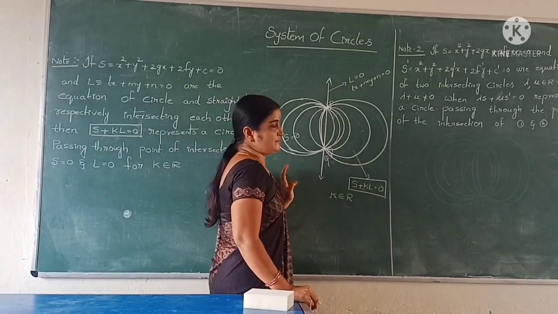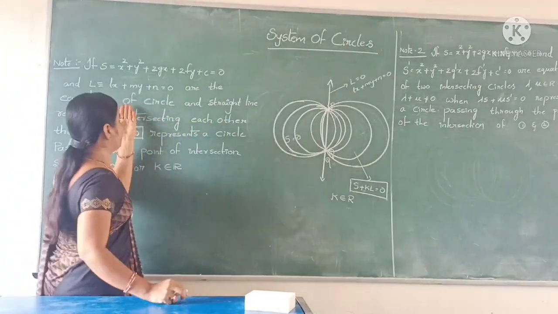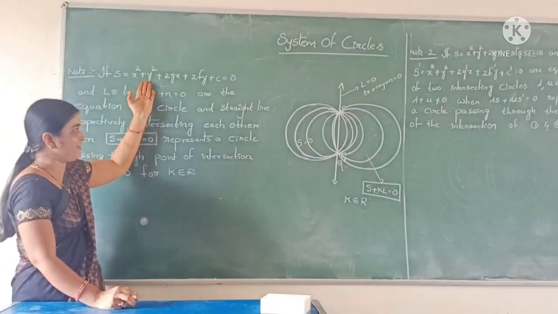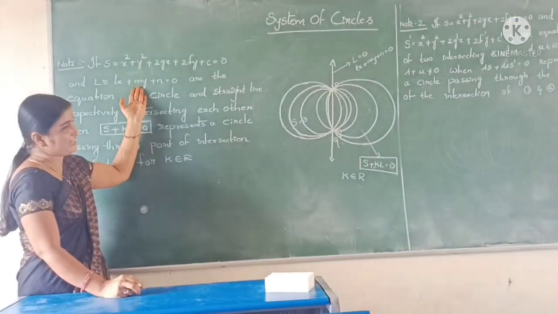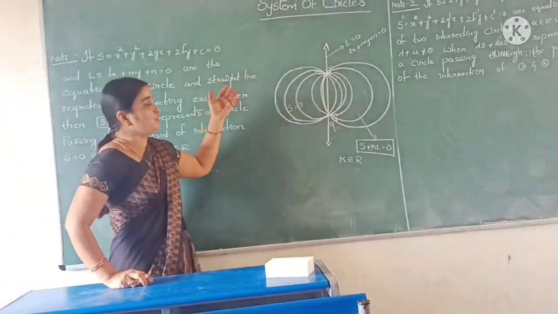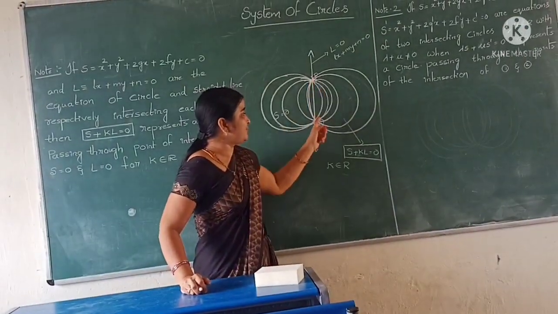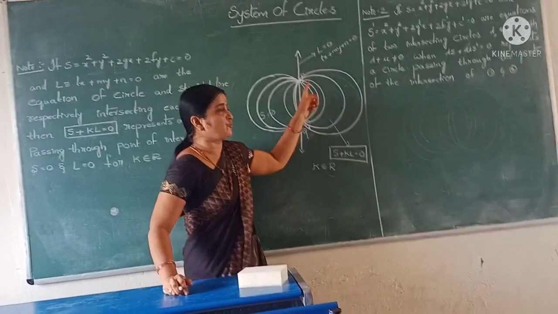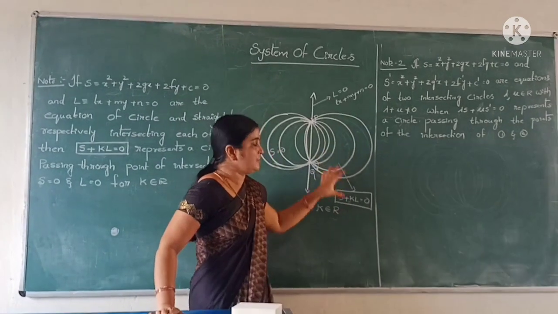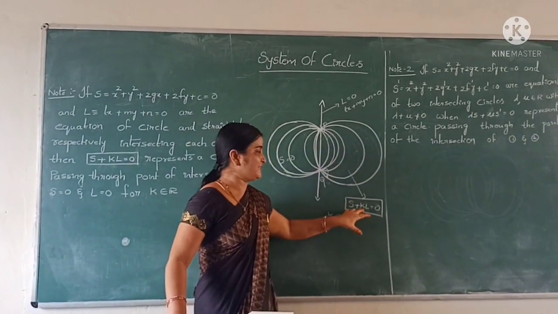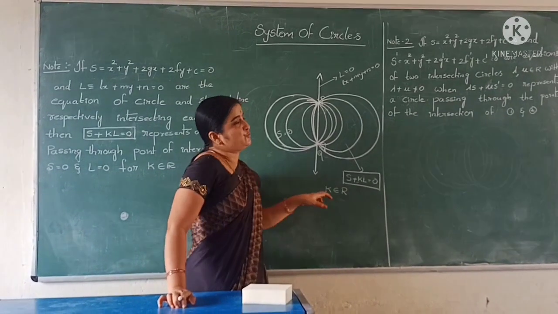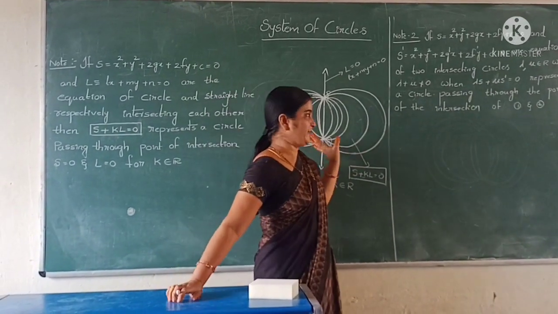Did you understand, children? First we have to understand this one. Here the circle equation is given and the equation of the straight line is given. They are intersecting each other. We have to use this point of intersection to draw many circles. These circles' equations are in the form of S plus KL equals 0, K belongs to R. This is the beauty of mathematics.